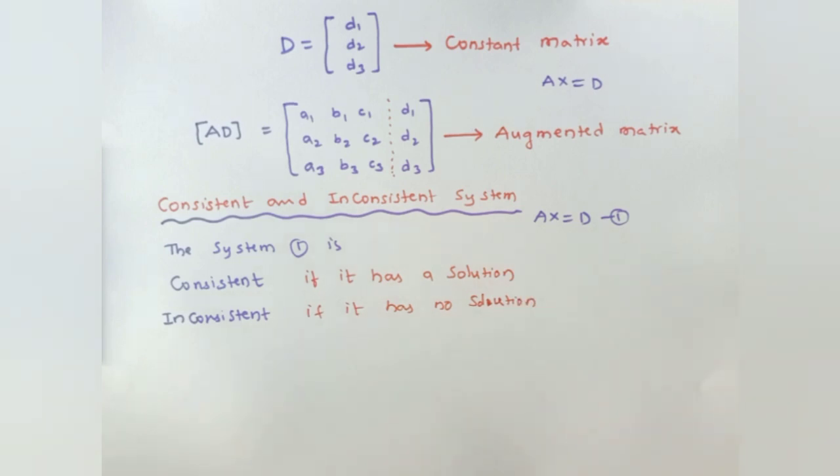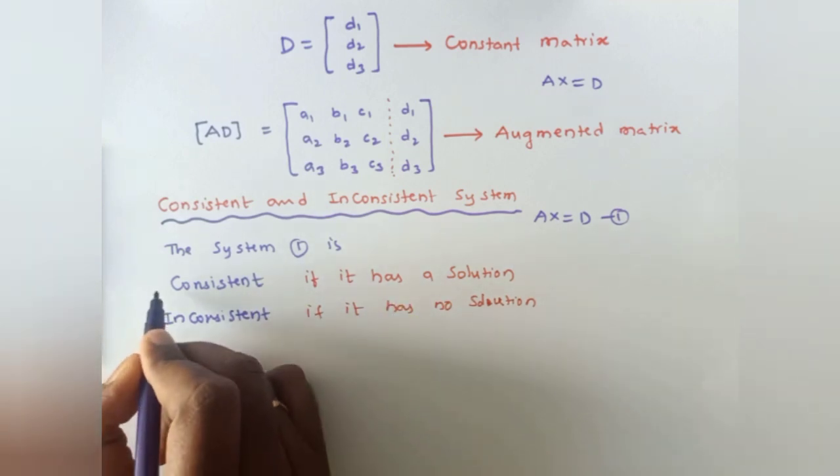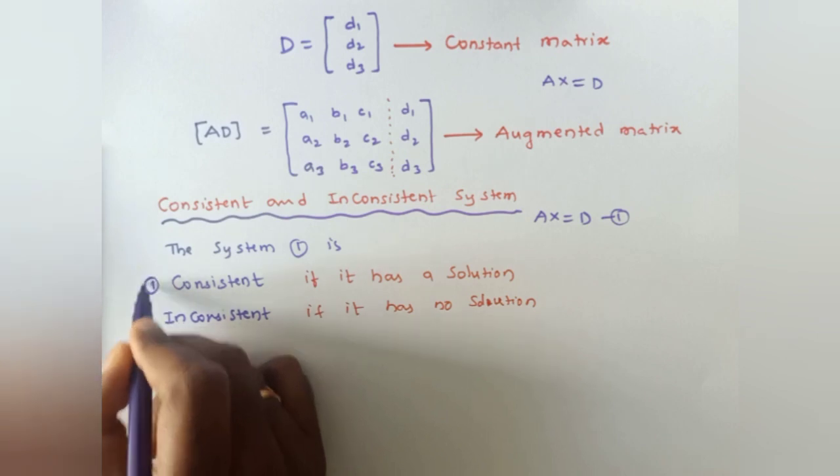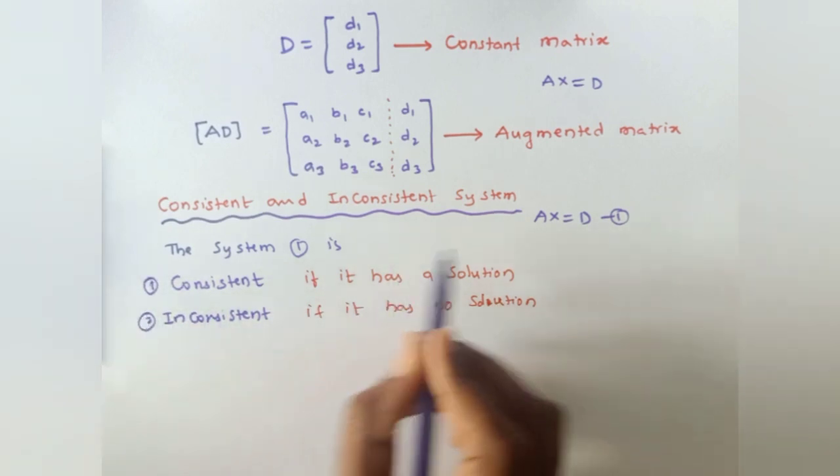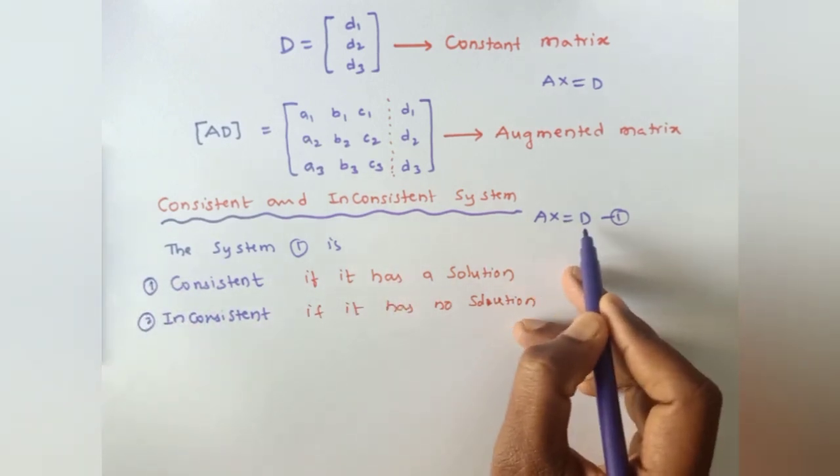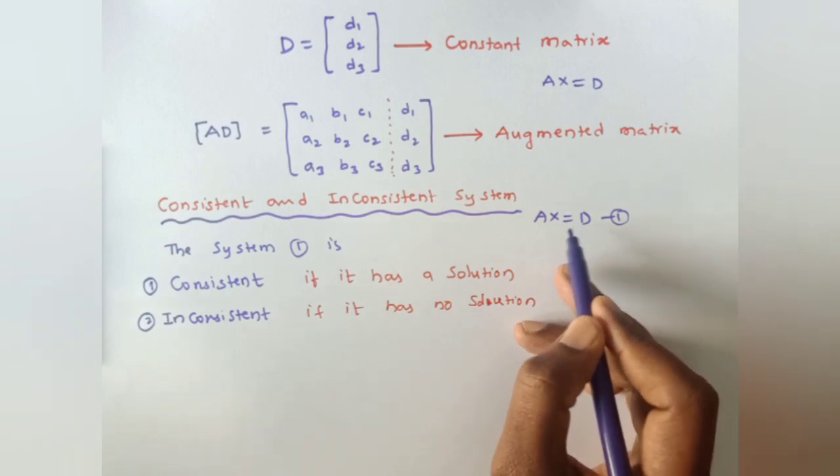Okay, so the system that has a solution is consistent, and the system that has no solution is known as inconsistent. Okay. Now the system Ax equals D is there. So here the unknown things are what? x comma y comma z.